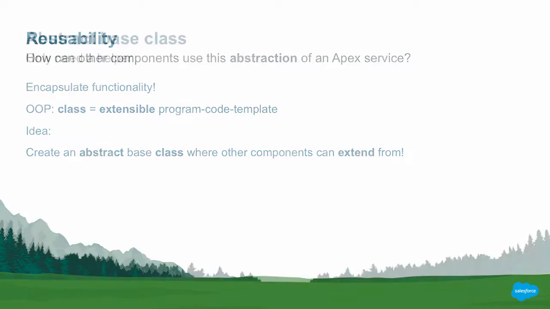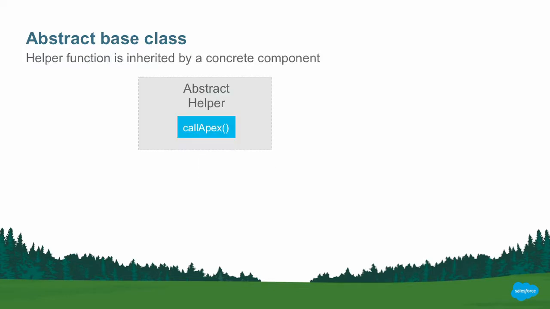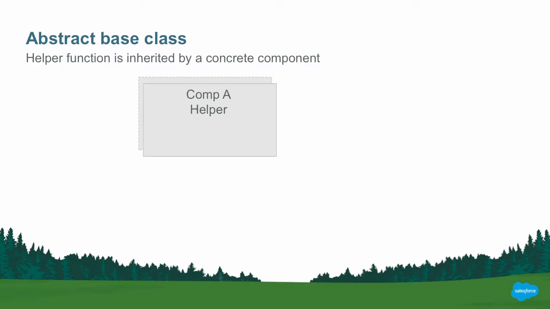Let's see how this would work out. I have only one helper in my abstract class, because as I said, an abstract class is not instantiated directly, so you do not have to use markup or controller. You just put in the stuff you want to reuse later on. So I put this call apex method here in the helper in my abstract class. The second part is, whenever I want to use it, I can extend from this abstract class, which is like using it in the background.